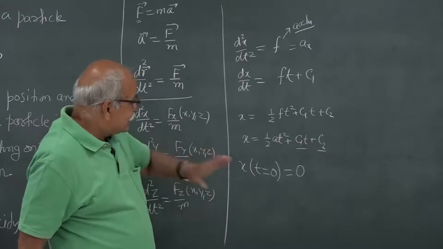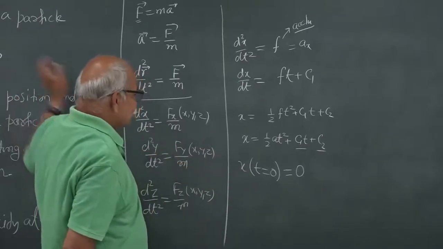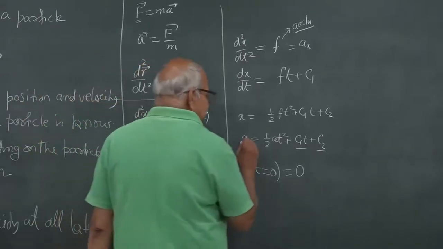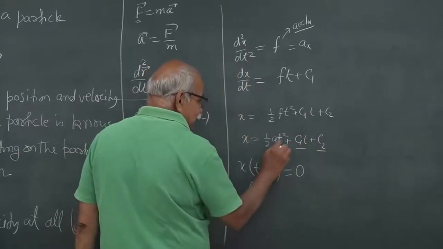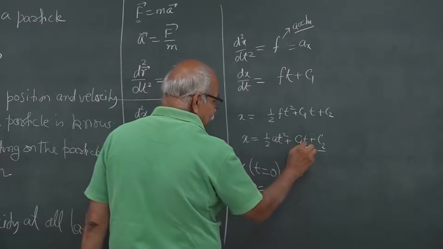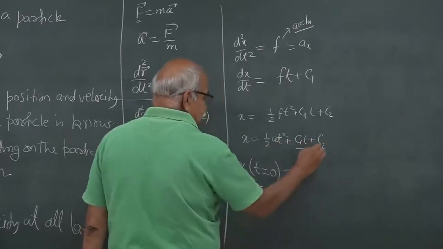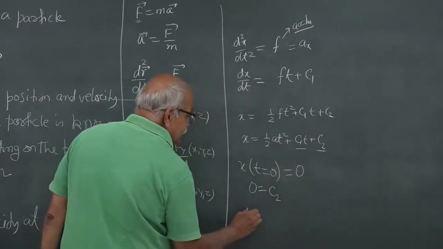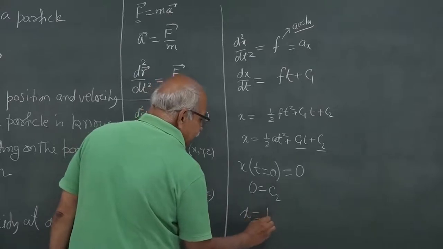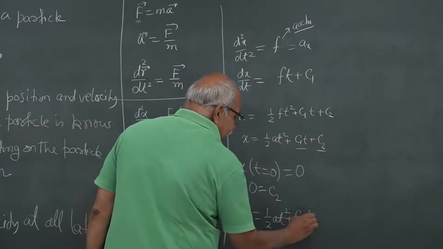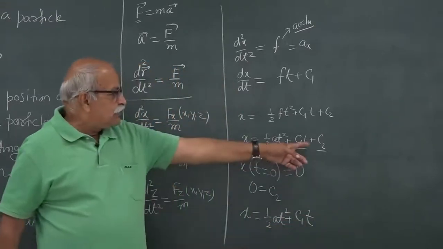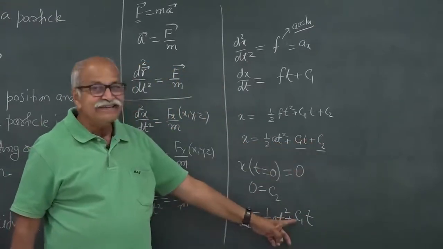So if you have chosen this particular position at t equal to 0 to be 0, you can put it here. What do you get? 0 is equal to, t is equal to 0, so this is 0, this is 0, c2. So c2 is 0. So you have x is equal to half a t square plus c1 t. So you get the value of one constant, but one constant still remains.